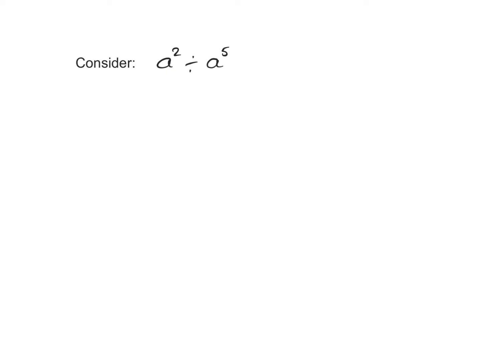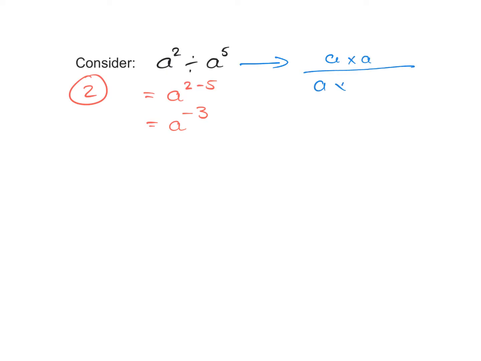If we use index law number 2, we can do the following. This could be a to the 2 minus 5, and that would give us a to the value of negative 3. And a different way of doing this is we could say a multiplied by a all over a multiplied by a multiplied by a multiplied by another a. And now we can simply simplify.